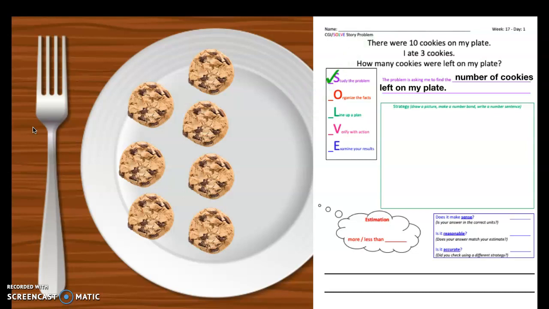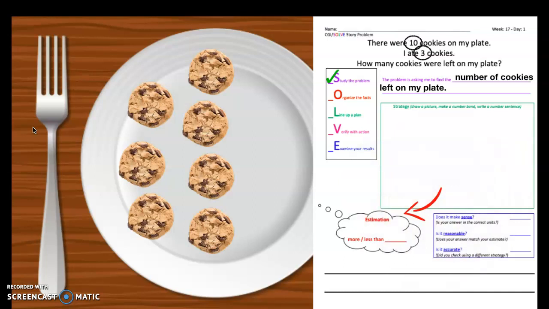Now we're going to organize the facts. So we're going to look back in the story problem and we're going to think about what the numbers mean. So we have the number 10. 10 means that there were 10 whole cookies on my plate. That is the total. We have the number 3. I ate 3 cookies, so this means that the 3 cookies were taken away.